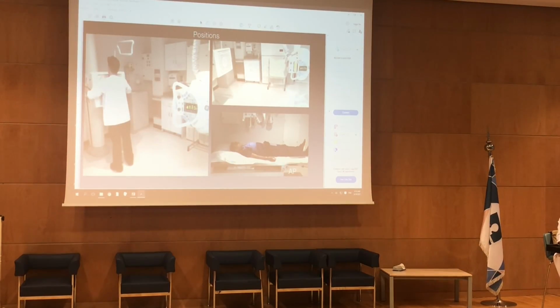So in case you haven't been before, this is the X-ray suite. This is the X-ray tube where the X-ray beam emerges, and this is the detector, okay? The detector is the plate that receives the X-ray beams after they go through the patient, and they have been attenuated by different biological tissue.